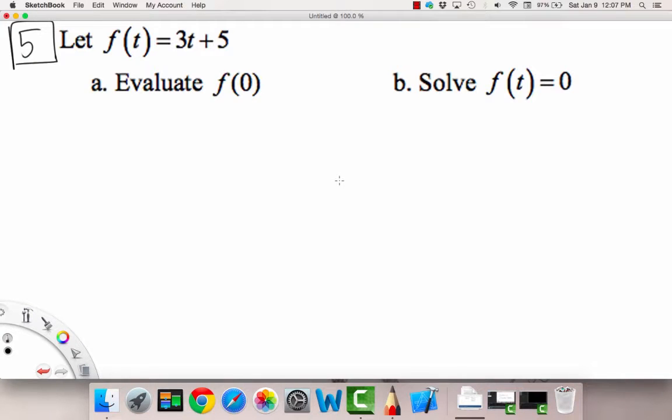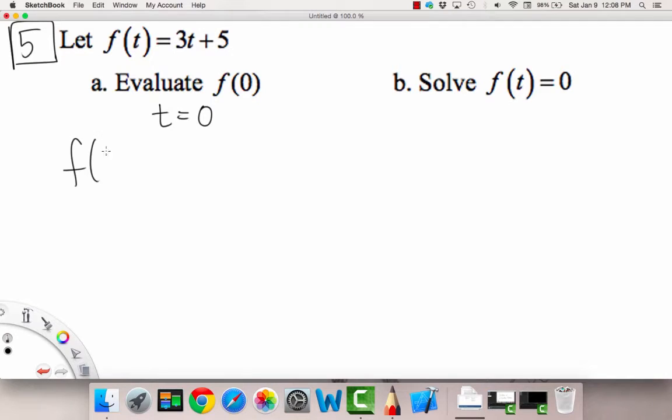Okay, now for our last question, we're going to let f of t equal 3t plus 5. The first thing we're going to do is evaluate f of 0. Evaluate means we're given an input, and in this case our input is t equal to 0. That's a good example actually: our variable is represented not by an x but by a t instead. It's the same concept, just using a different variable letter. So t equals 0, in this case, is our input.